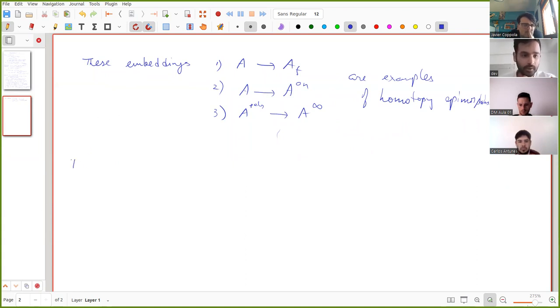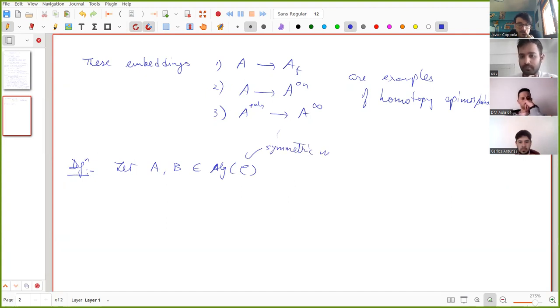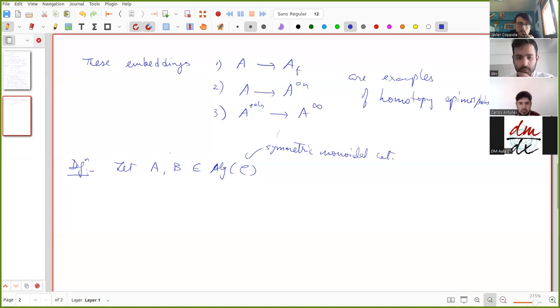Okay, and now let me define what homotopy epimorphisms are. So let A and B be, let's say, algebras in some symmetric monoidal category. And F some morphism.